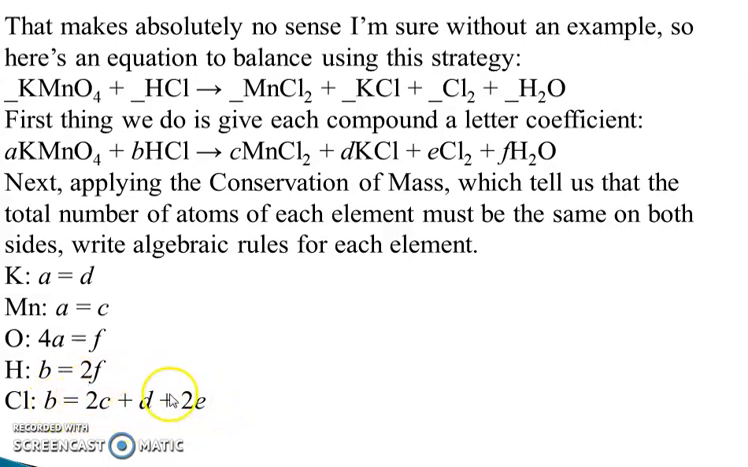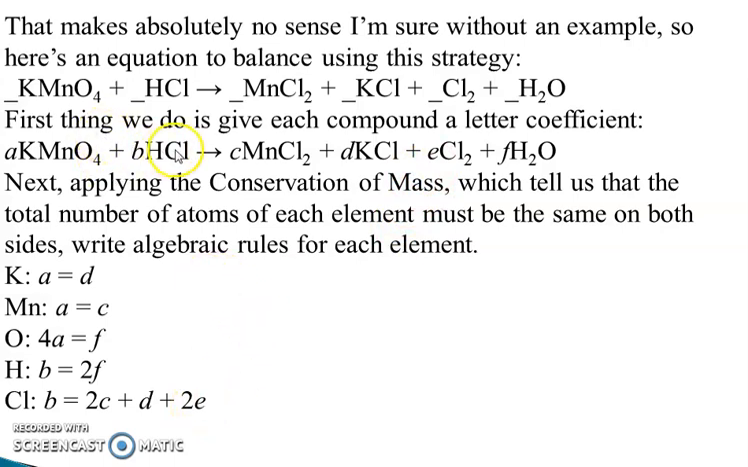Here the coefficient represents the total number of atoms present on the product side. See, on the product side Cl is present three times. Along with C, 2 atoms of Cl are present, which is written here. Along with D, a single atom of Cl is present, that's why we put D here. And along with E, 2 atoms of Cl are present, that's why we put 2E here.